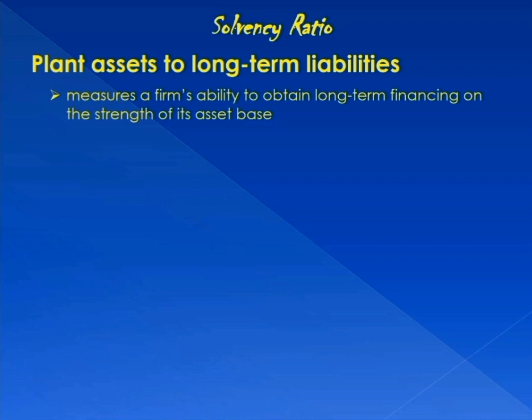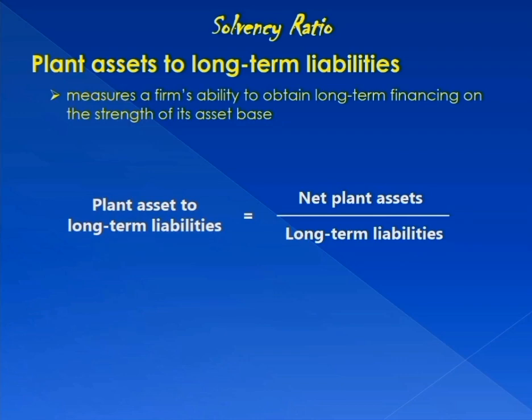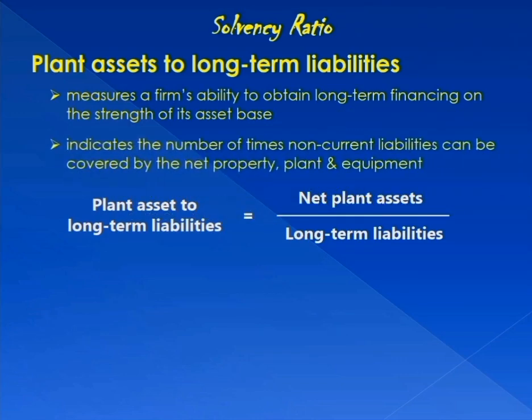The name and formula of this ratio obviously tell us how many times non-current liabilities can be paid out of the net plant assets. It suggests how well a firm manages its long-term debt. Hence, this is a solvency ratio.